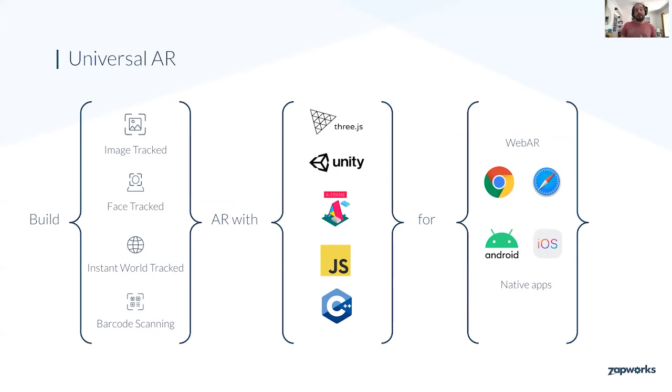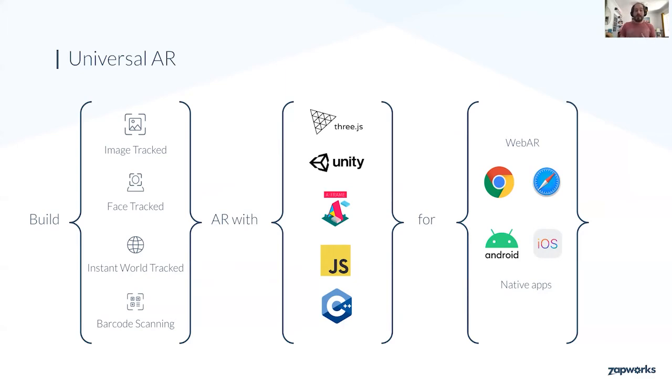We also have SDKs for Unity, which mean you can use the full set of Unity tools and deploy for these different tracking types. And we have underlying JavaScript and C and C++ SDKs that mean if we haven't provided a wrapper for your tool of choice, you may be able to integrate those underlying SDKs yourself. But the most important thing about Universal AR, in addition to this wide variety of creative options, is how well and how widely you can distribute that content.